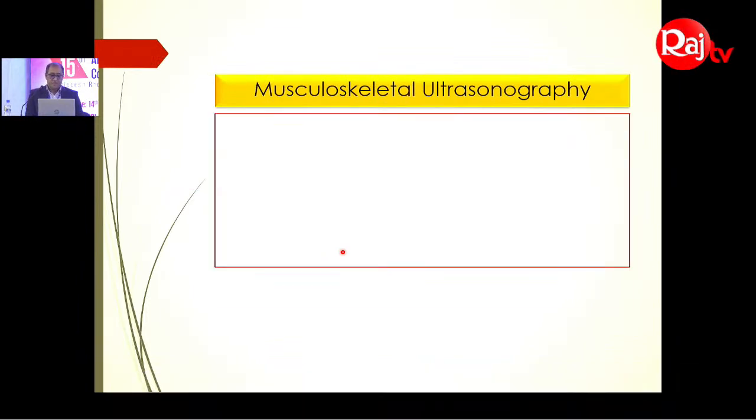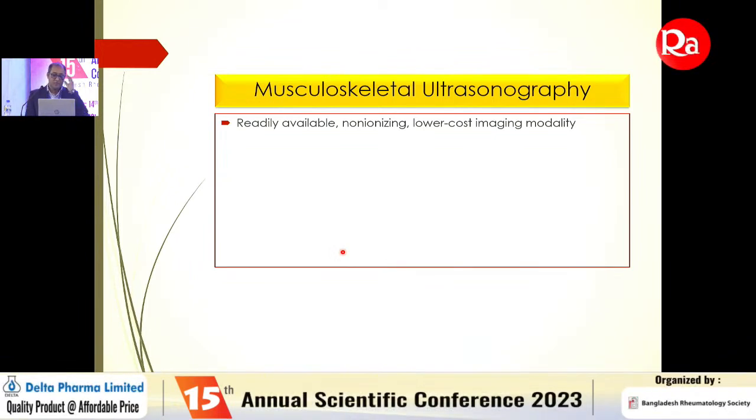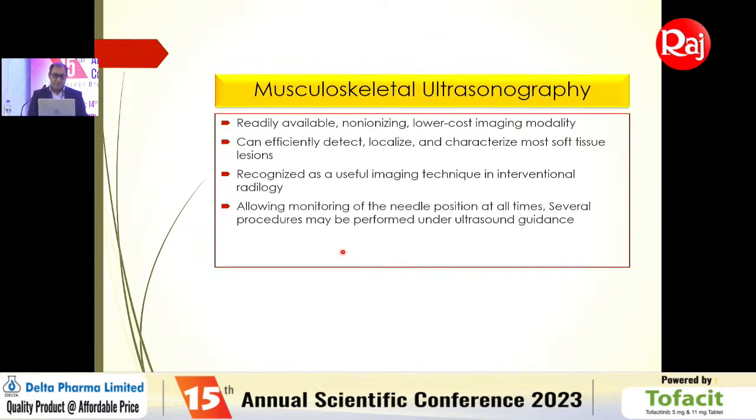The advantage of musculoskeletal ultrasonography is it is readily available, non-ionizing, lower cost imaging modality, can essentially detect, localize and characterize most of the soft tissue lesions, recognized as useful imaging technique in the interventional radiology, and by following the needle we can do a lot of interventions, musculoskeletal interventions.